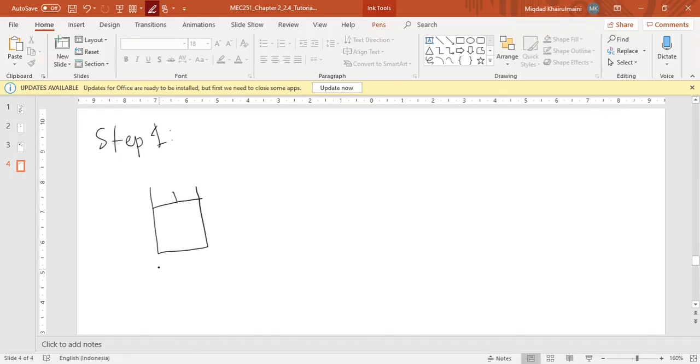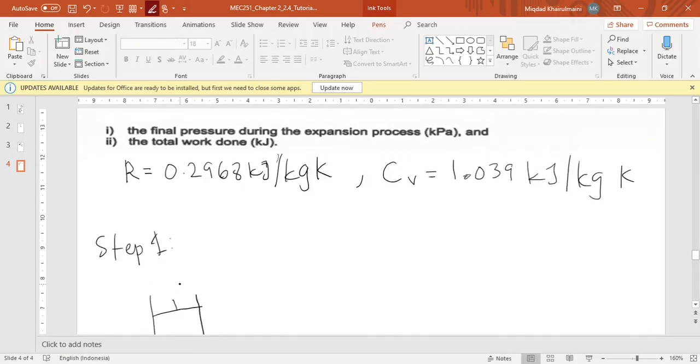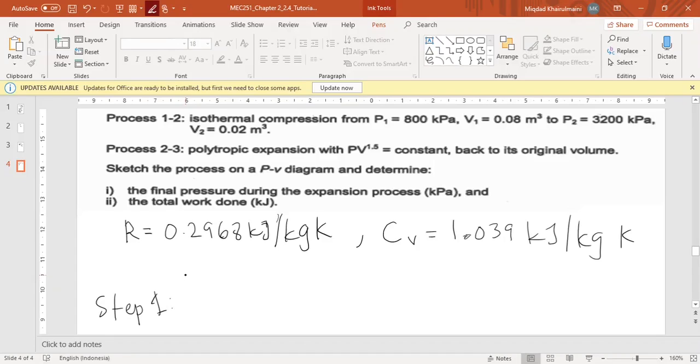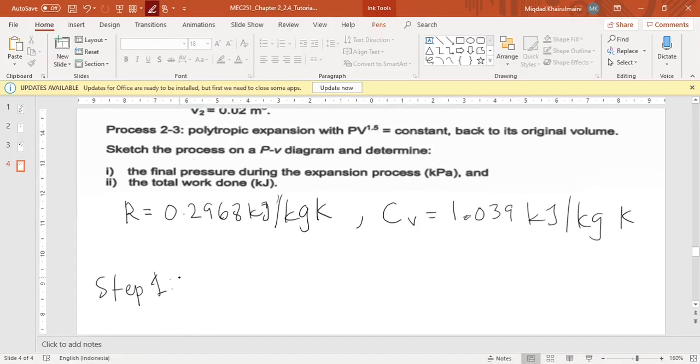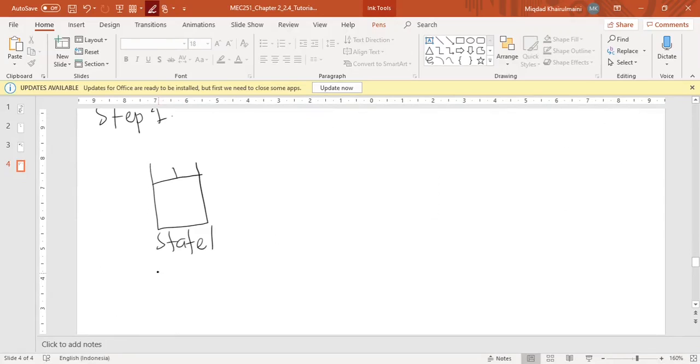Okay, so from state 1, pressure 800 kilopascal and the volume is 0.08 meter cube. First process, isothermal compression. So state 2 here, piston slightly lower because we compress.